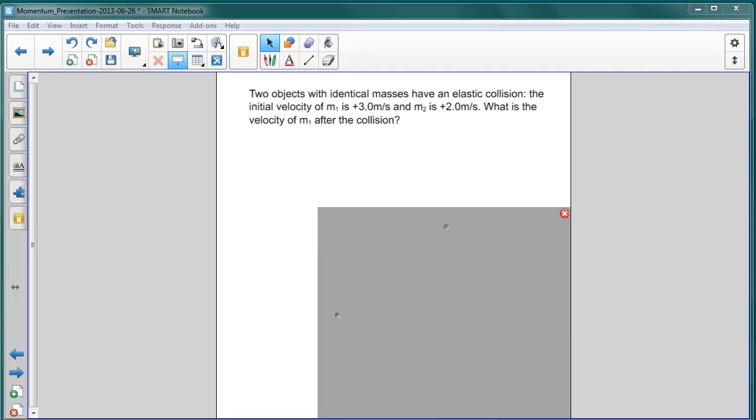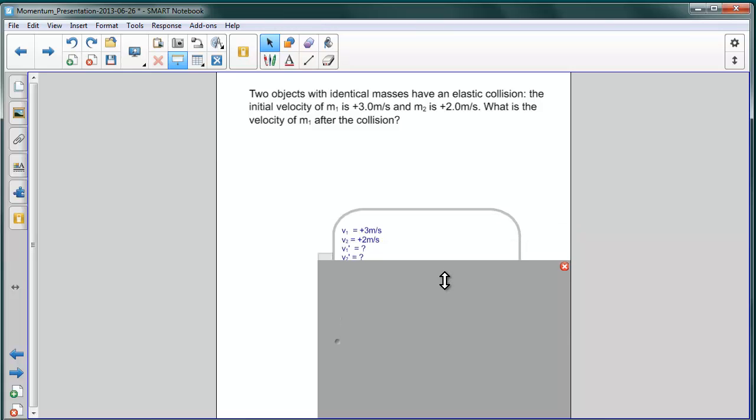In our final two questions of this unit, we're looking again at two objects with identical masses in an elastic collision. This time, the initial velocity of object 1 is 3 meters per second and that of object 2 is 2 meters per second. We're interested in the velocity of object 1 after the collision. Now, again, here's what we know.